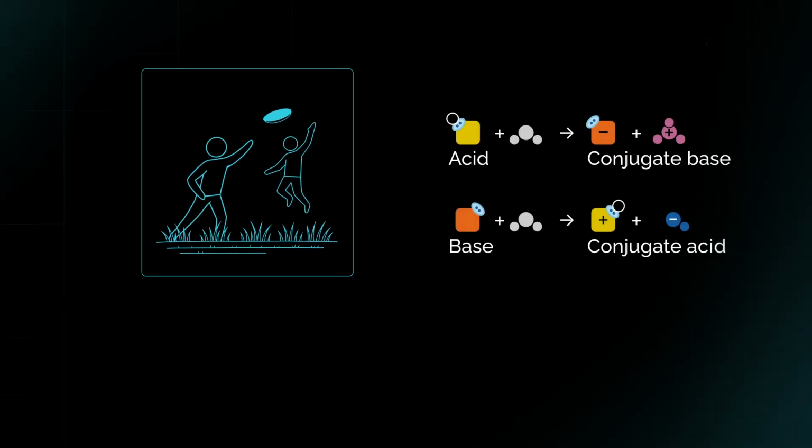Acid-base chemistry works the same way. Instead of Frisbees, molecules are tossing protons around. A molecule holding onto a proton is in its conjugate acid form, ready to pass that proton along. Once it gives the proton away, it switches to its conjugate base form, now able to accept one back.